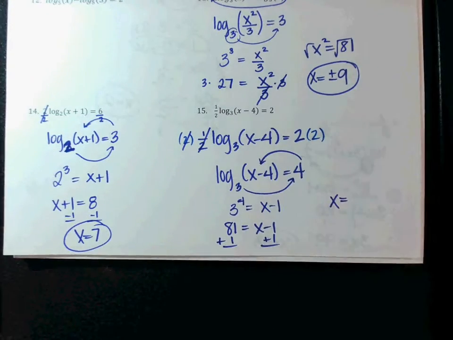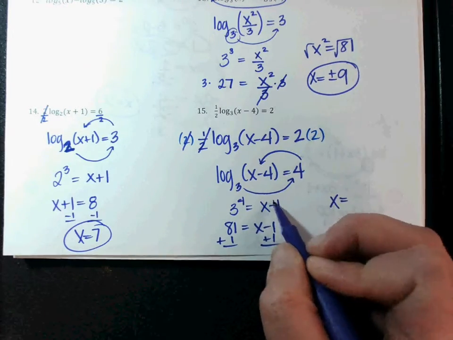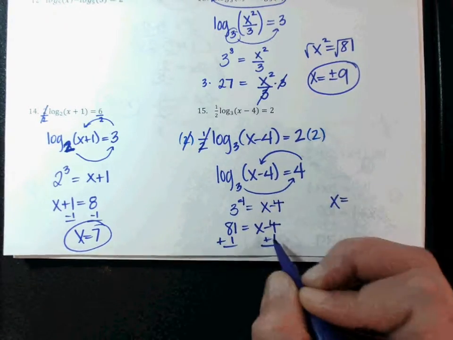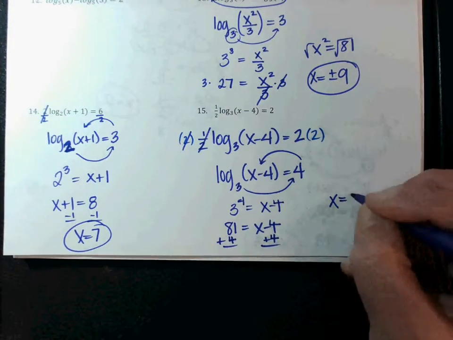What happened to the 4? Yeah, I was gonna say 4. Oh, it was a 4. Where did I put? Oh, this was a 4. I got you. Right. Whoops. So then plus 4 across. So x would be 85.